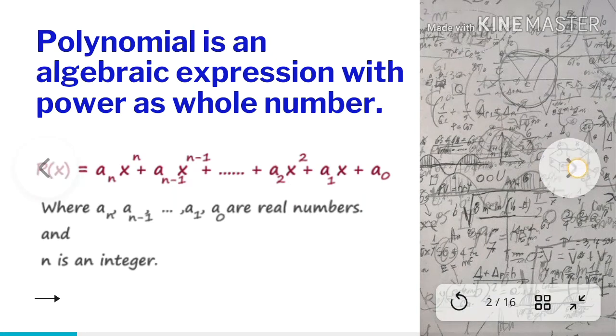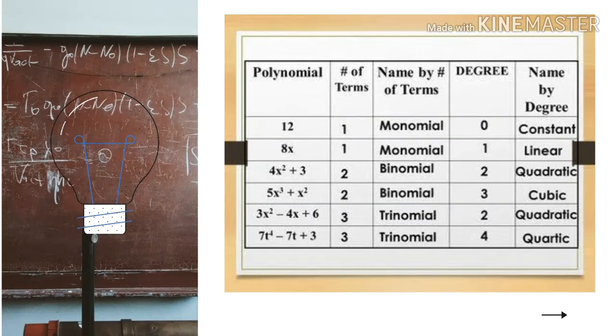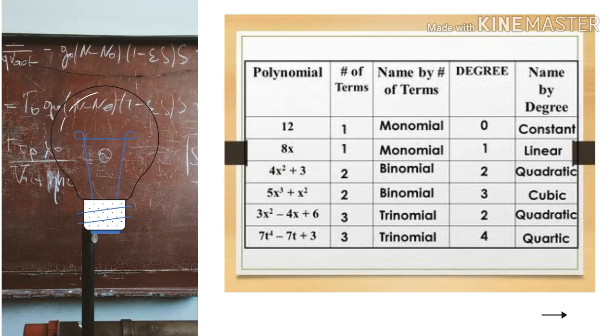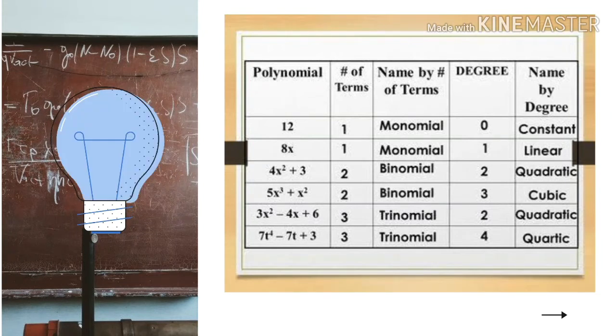We'll go through some examples to understand the concepts. Taking the first example, 12. The number of terms is 1 and therefore the name of the term is monomial. Since there is no variable, the degree or the power of the variable is 0, so the name of that degree is constant. Moving to the second example, 8x. Number of terms is only 1, 8x, so the name of that term is monomial. The degree of the variable x is 1 and therefore the name of that degree is linear.